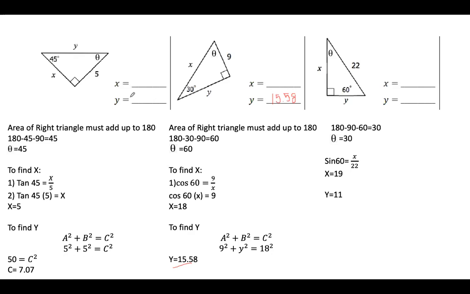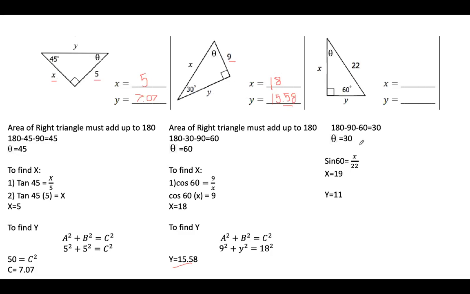And then I noticed that my answers for this problem disappeared, so I'm just going to write them in again. Okay, and then for x, I had 5. And in this case, x is equal to 18. And we can see that the hypotenuse is the longest side, or sorry, here, 18 is the longest side in reference to 9 and 15.58, as well as in this case, x is 5, the adjacent side is also 5, and the hypotenuse, which is the longest side, is 7.07.